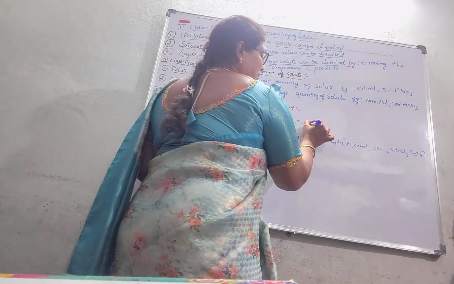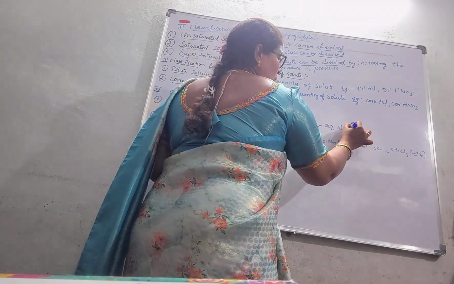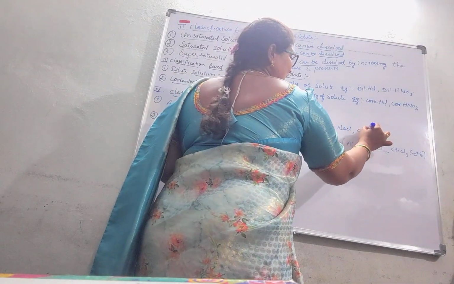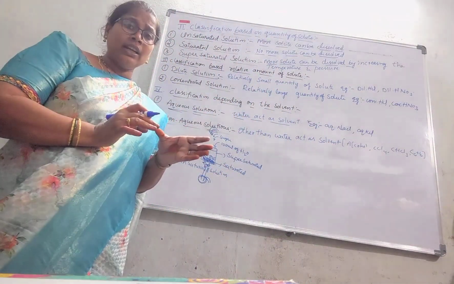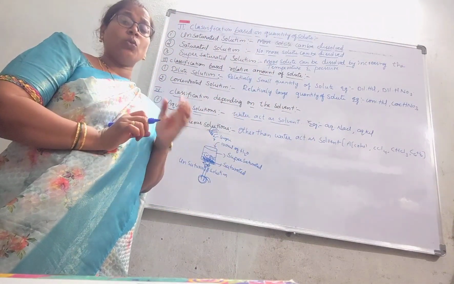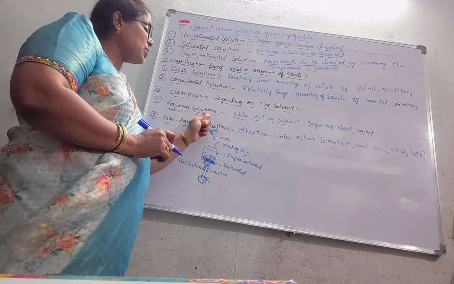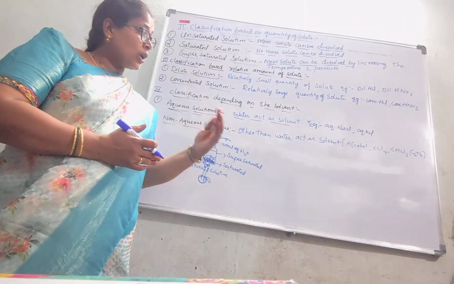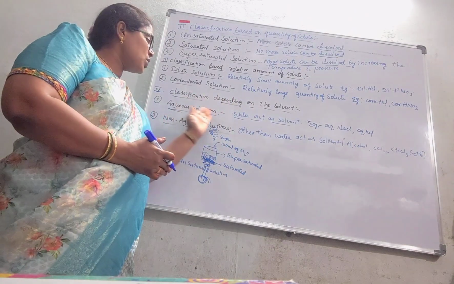For example, aqueous NaCl, aqueous KCl: we are dissolving the solid in water. Water only is taken as the solvent. Such solutions are called aqueous solutions.